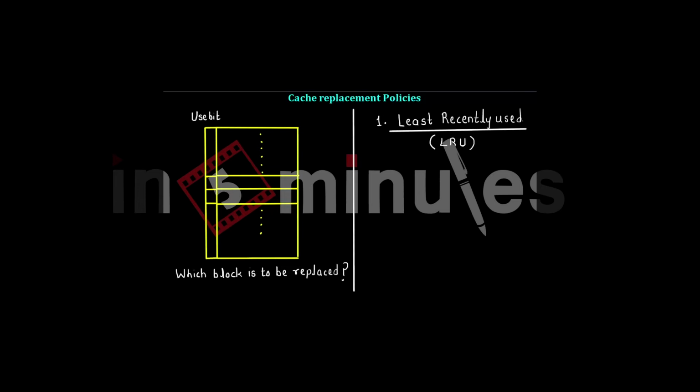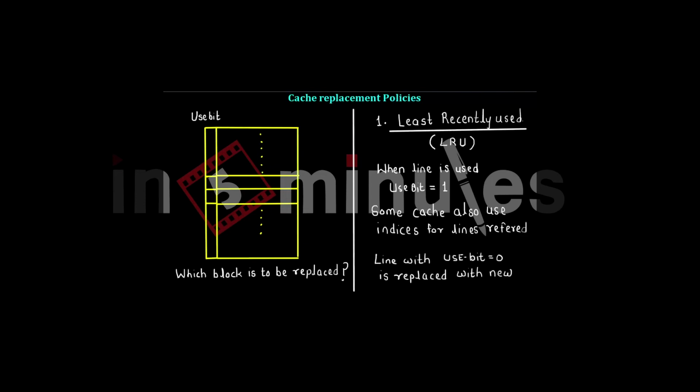There is a modification to the cache lines. An extra bit is attached to each cache line, which is called the use bit. Whenever a line is accessed, its use bit is set to 1. So each time different lines are accessed, their use bit is set to 1. There will be some lines which are never accessed, and they will have the use bit as 0. Some caches also use indices for the lines referred, which gives more precision in this algorithm. The line with use bit 0 will be replaced with the new line.